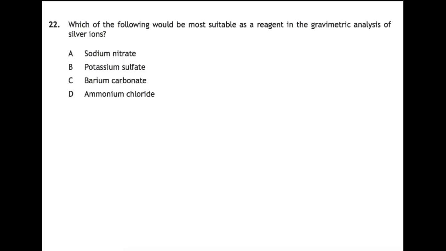Question 22. Which of the following would be most suitable as a reagent in the gravimetric analysis of silver ions? So for gravimetric analysis, you're often doing a precipitation reaction. So if we imagine we have a solution of silver ions and we need to precipitate those out, you want to look at page 21 in the data book. Sodium nitrate would form silver nitrate, which is very soluble, so sodium nitrate wouldn't be useful. Potassium sulfate produces silver sulfate.